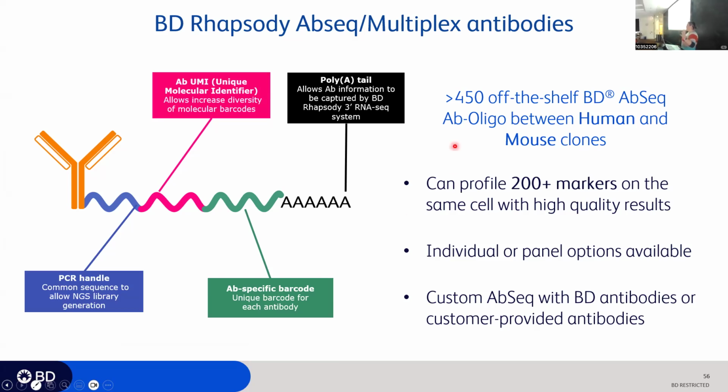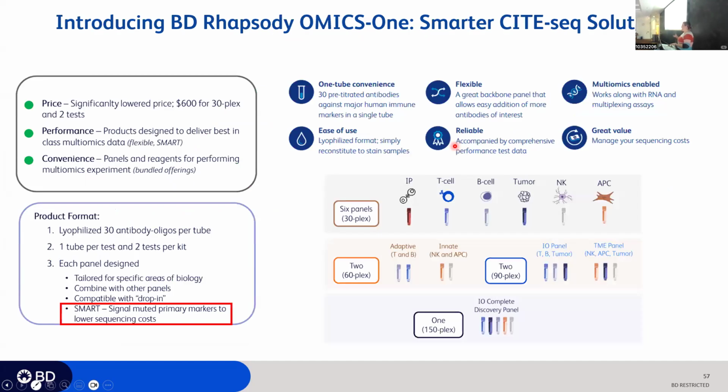We have a big, big repertoire of these SCIC antibodies. We have over 458 clones available. About half of them are against human targets and the other half against mouse. We do make custom antibodies, and it does not have to be a BD antibody. So if you look through that repertoire of ours and you don't find what you're looking for, we can make you a custom antibody. We also have some off-the-shelf panels.